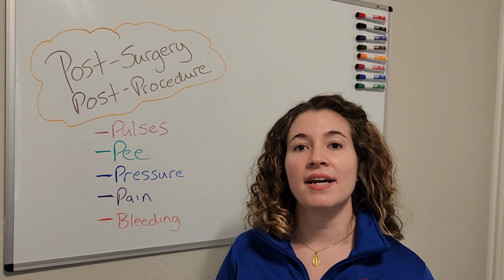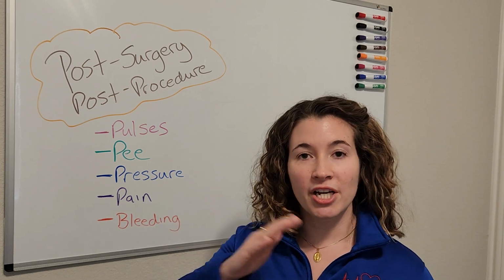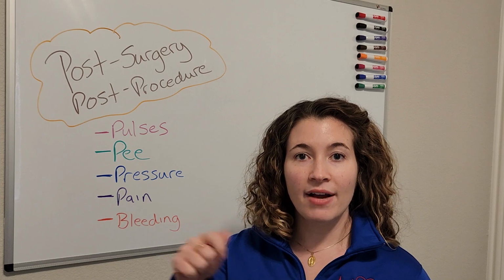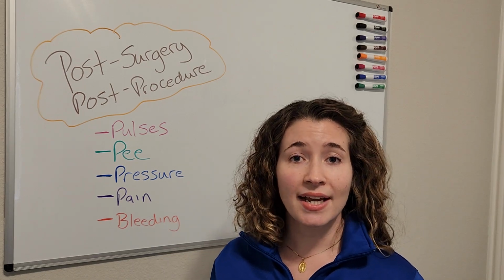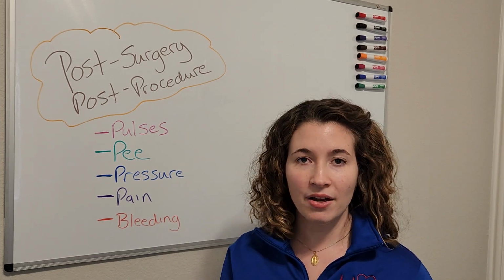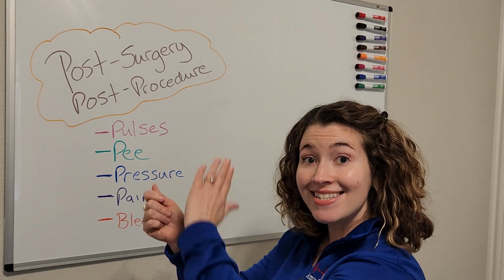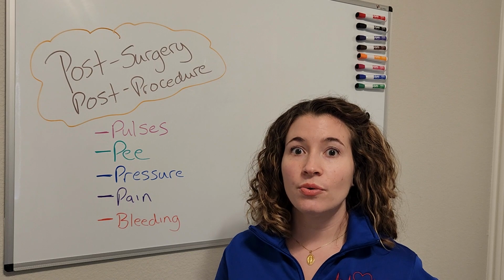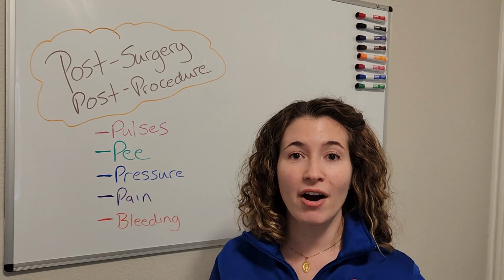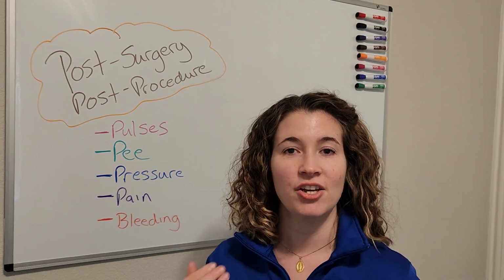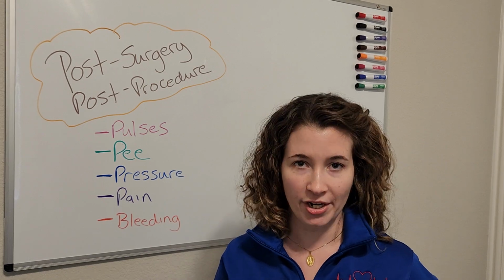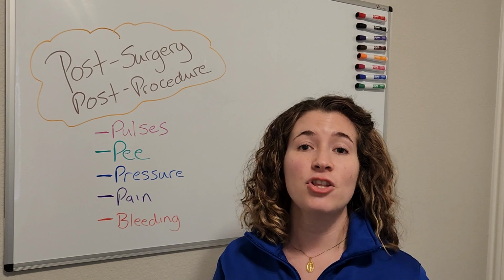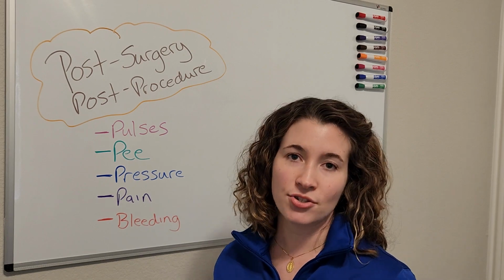After I assessed the site, I would oftentimes put a chuck pad around the site so that whenever I would go to assess it at a later time, I could pull back the chuck pad and I could see the amount of blood that was on the chuck pad. This became a great quantitative data point for me to then communicate with the provider if I was worried about bleeding. I could then tell them how many pads the patient had soaked through in a certain amount of time.